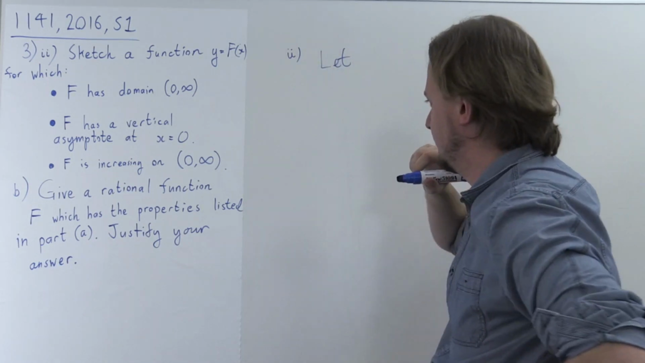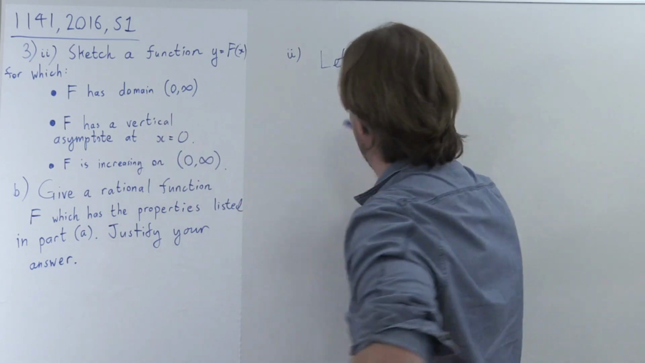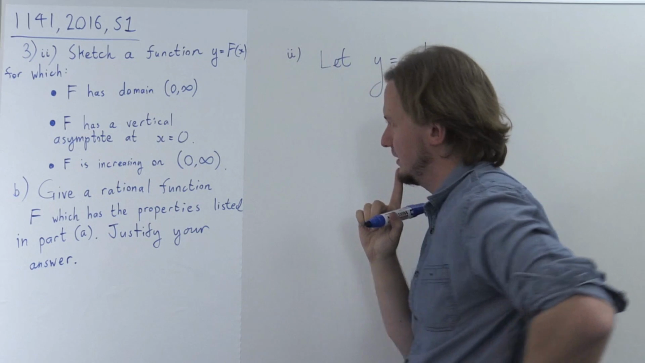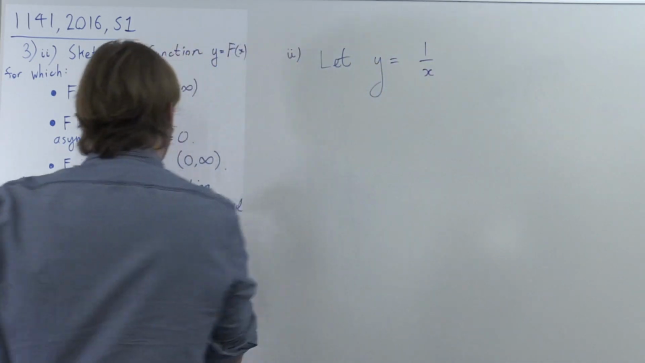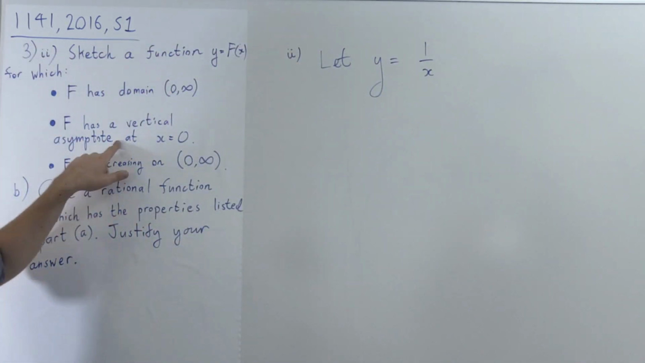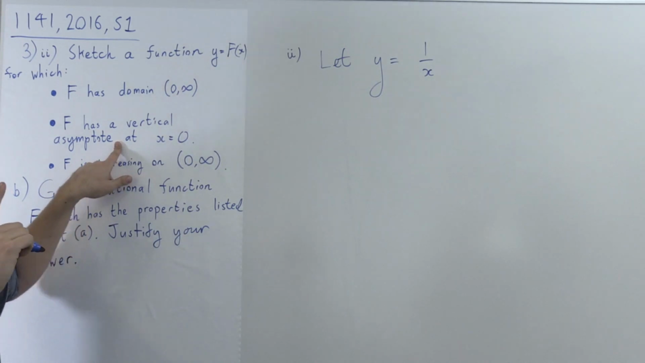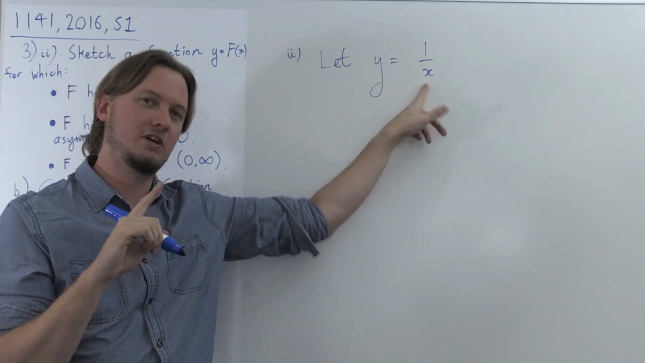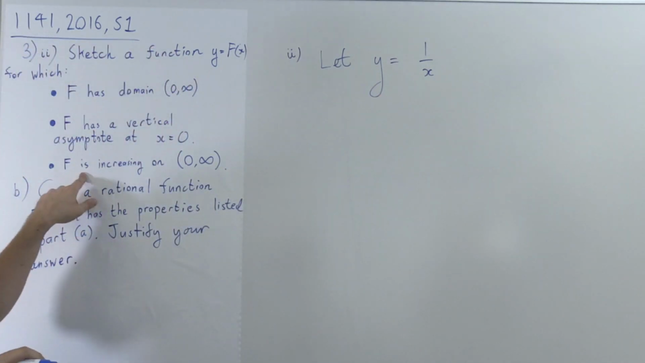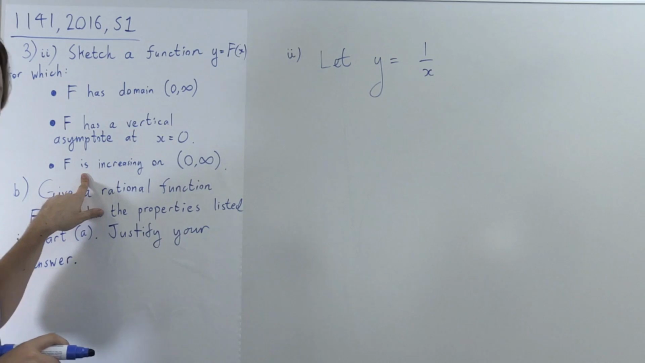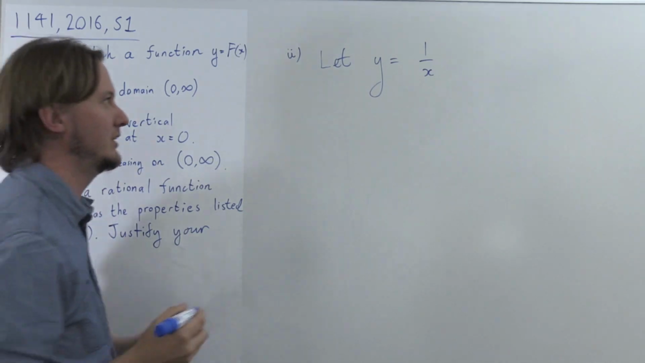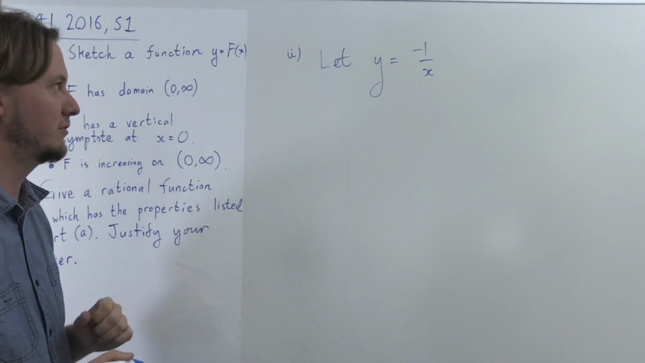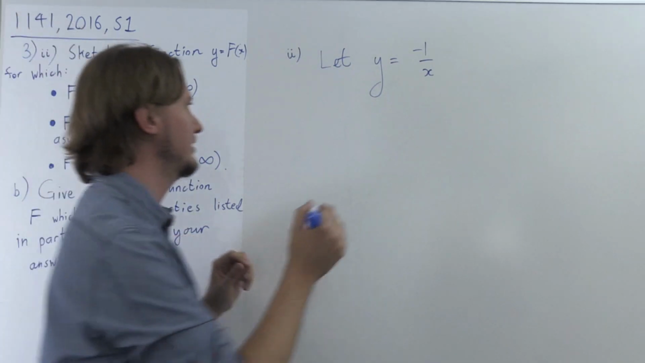So, the first guess, well, I want to have this vertical asymptote. I might just have a first guess at 1 over x. I mean, that satisfies 2 of 3 properties. It does have a vertical asymptote at x equals 0. It is defined over 0 to infinity. The only point where it's not defined is 0. But it's not increasing. In fact, if we know this function, we know it's decreasing. And the easiest way to get an increasing function is just to flip it over. So I claim minus 1 over x is a good enough example to satisfy this.